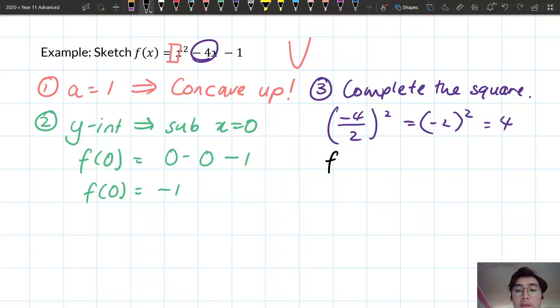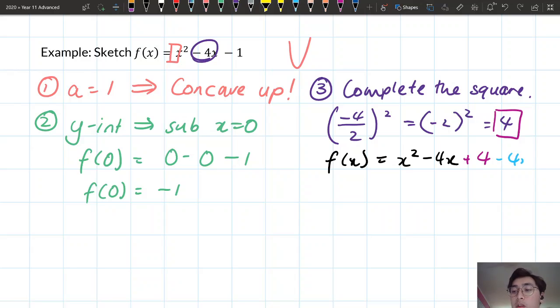So here I have f of x is equal to x squared minus 4x. I'm going to add and subtract that 4 that I found up here. I add it right after the 4x, but because I'm adding it, I also need to subtract it from my function. Then at the end, I still have that minus 1.